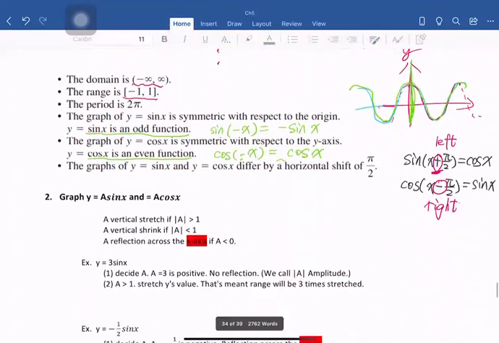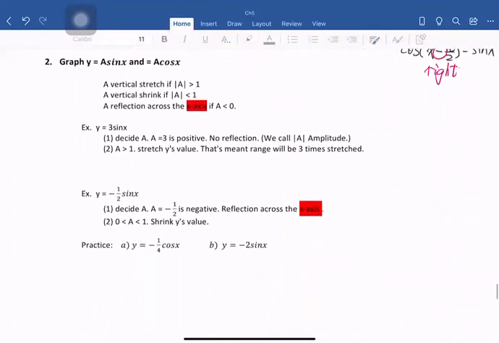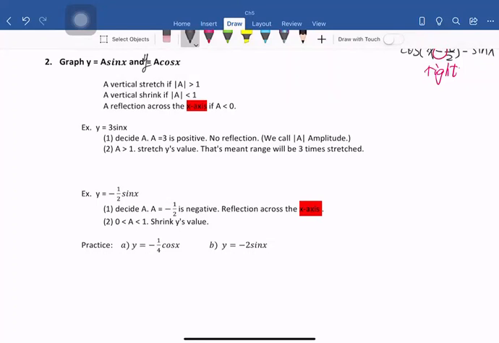Okay, let's move on to the graph y equals a times sine x and, I think I missed a y here, y equals a times cosine x. A vertical stretch if a is greater than 1. A vertical shrink if the absolute value of a is less than 1. A reflection across the x-axis if a is less than 0. What's the meaning of that?